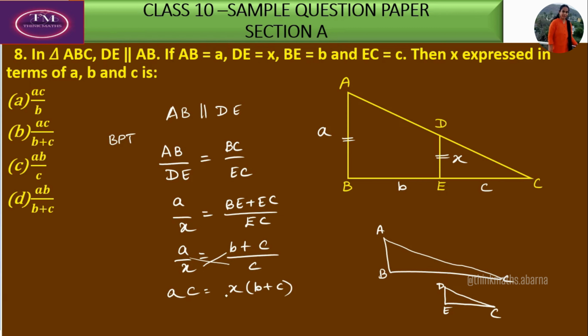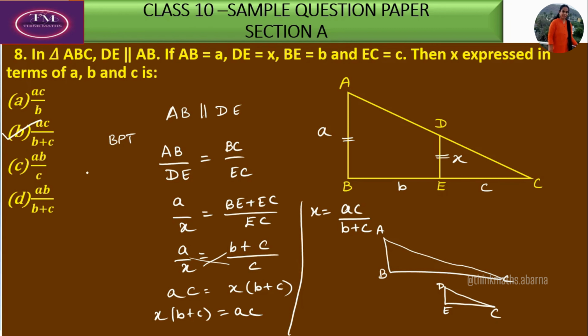What we need? We need X. So we can write X into B plus C equal to AC. So this means X is equal to AC divided by B plus C, as it is in product, it will come to division. So X is equal to AC divided by B plus C. So option B is equal to that. So option B is our right answer.